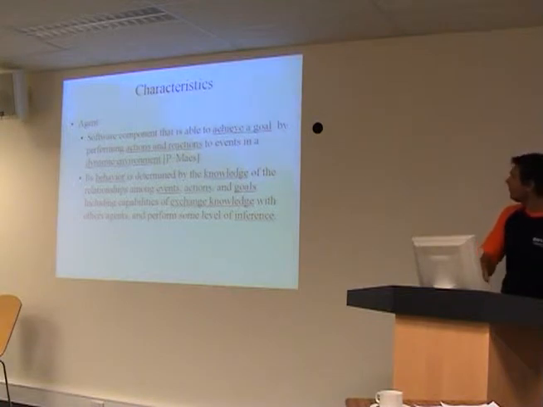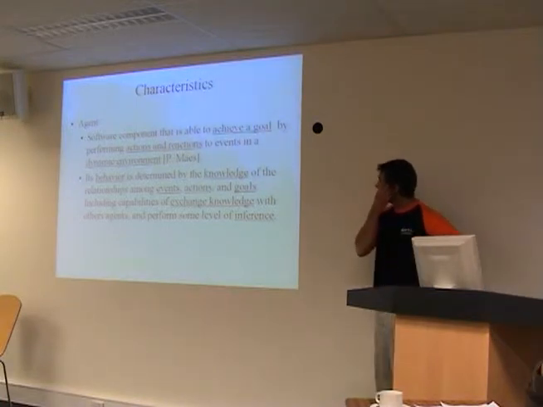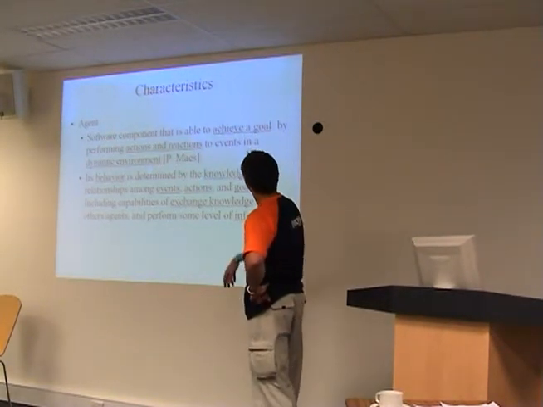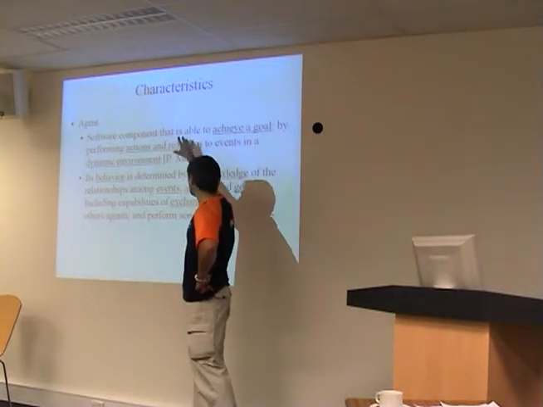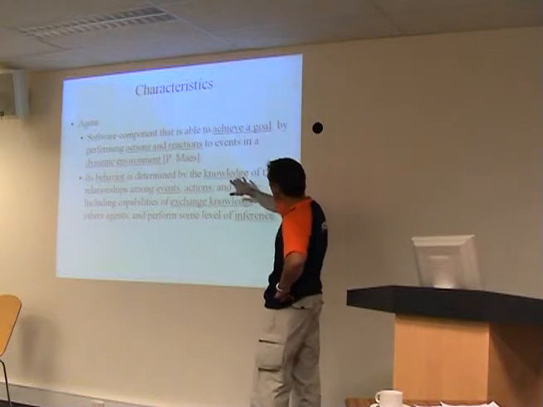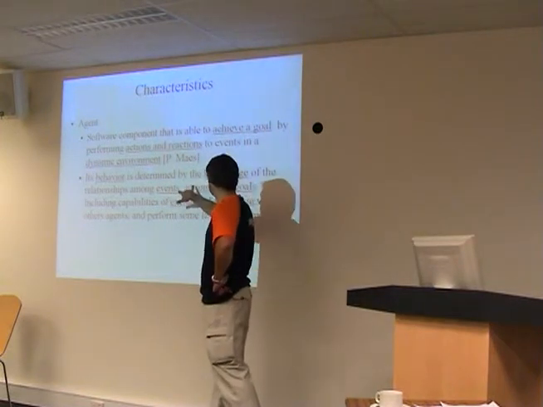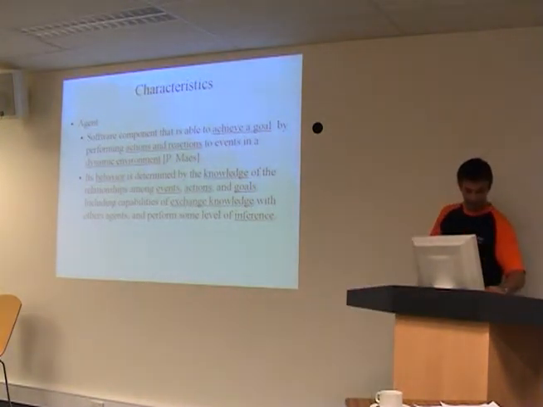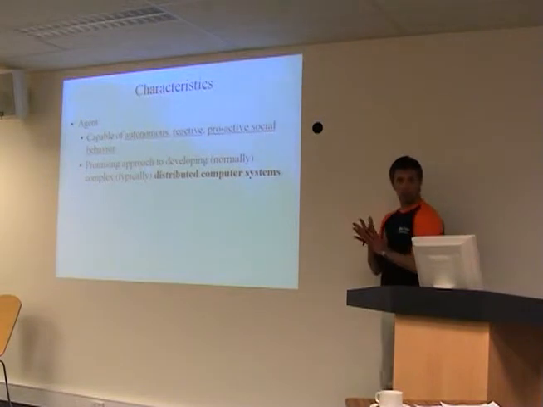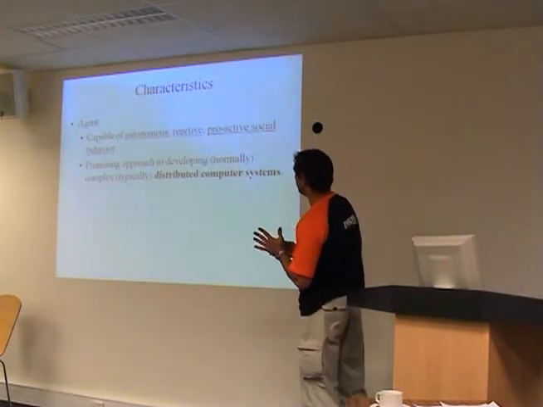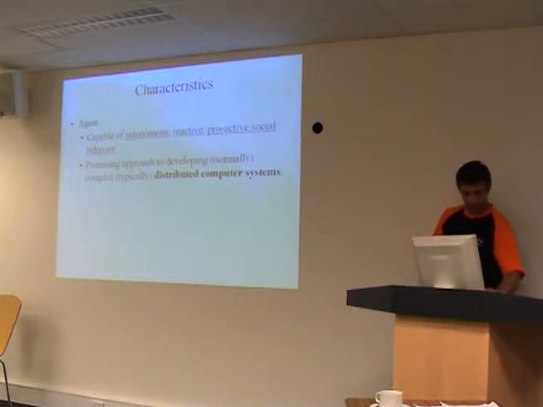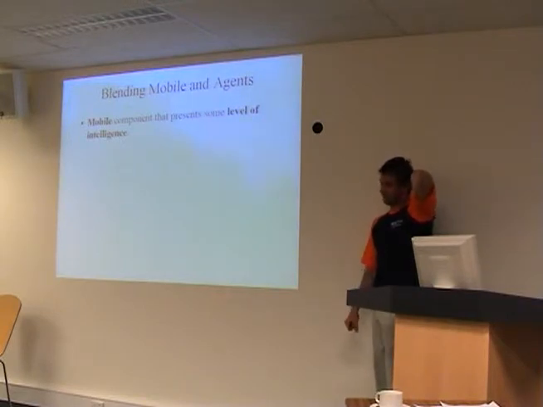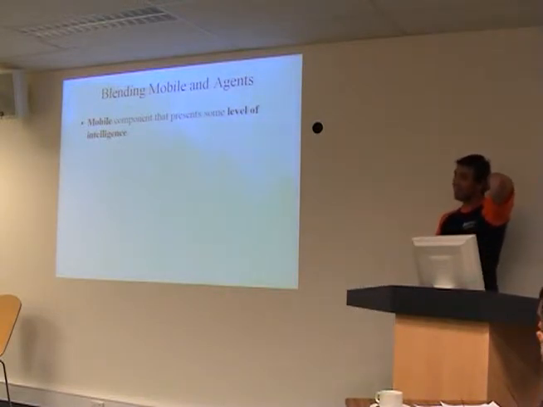Then I came in with a definition, or some categories, about agents. An agent has to be goal-oriented, perform actions and reactions in a dynamic environment, have some kind of knowledge, perform actions, exchange knowledge, and also perform some level of inference. Autonomous, reactive, proactive, and social behavior as well. Those kinds of terms are in the agent definition, okay? So a mobile agent is a blending of mobile computing and agent, all right? An agent by itself doesn't need to be mobile.